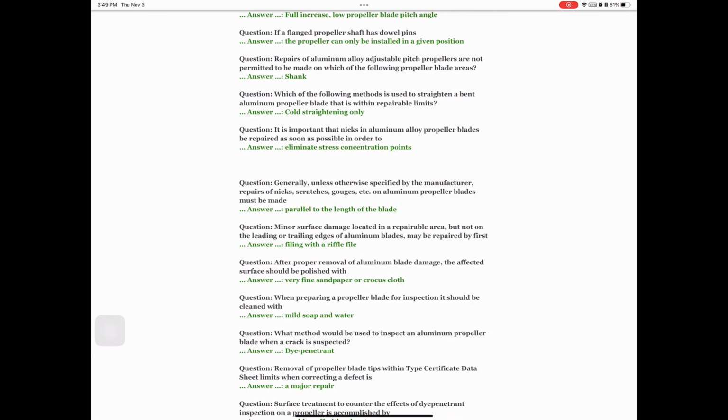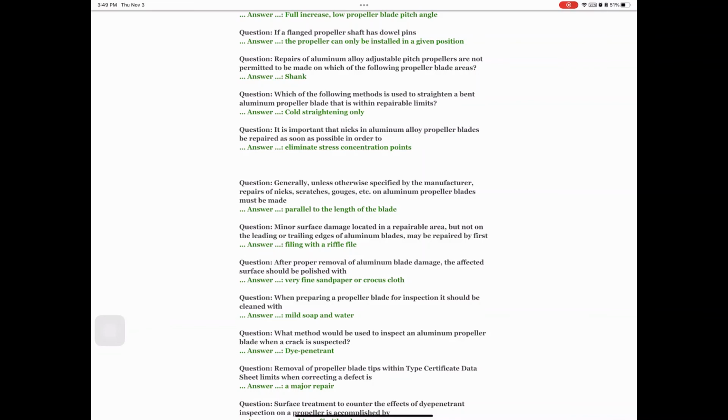Question. It is important that nicks in aluminum alloy propeller blades be repaired as soon as possible in order to? Answer. Eliminate stress concentration points. Question. Generally, unless otherwise specified by the manufacturer, repairs of nicks, scratches, gouges, etc., on aluminum propeller blades must be made? Answer. Parallel to the length of the blade.